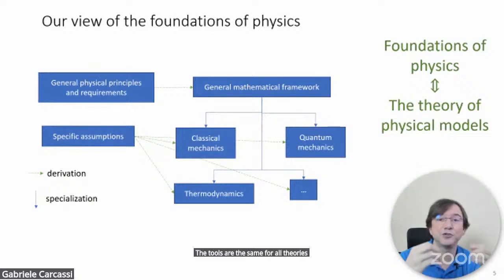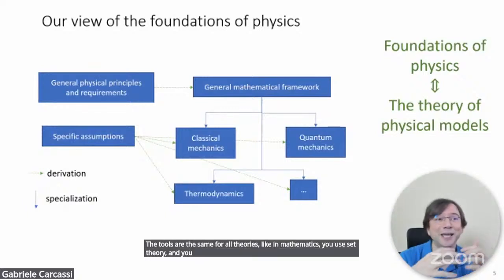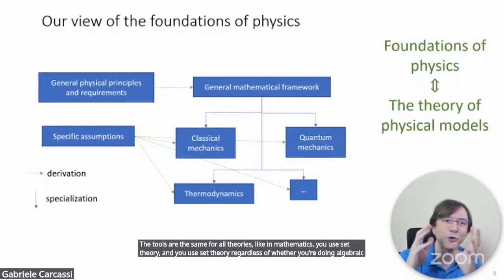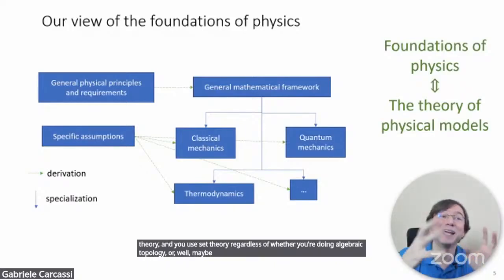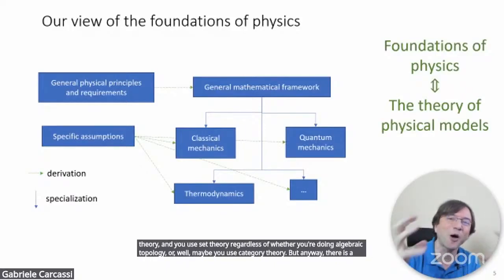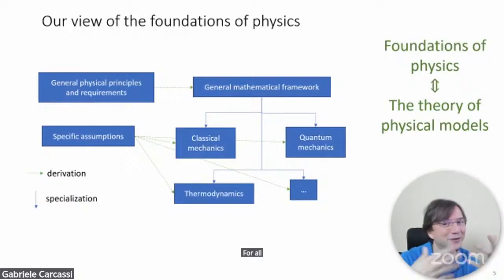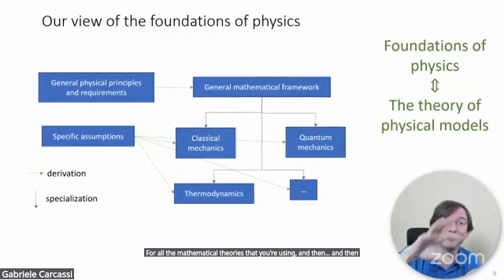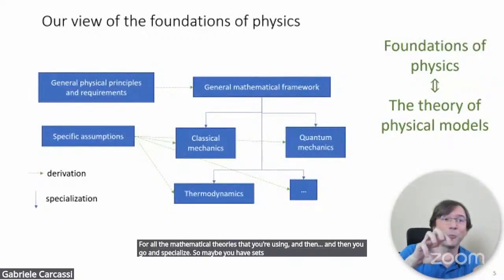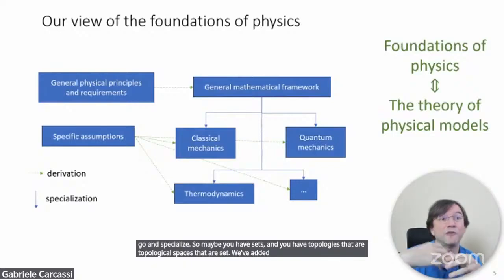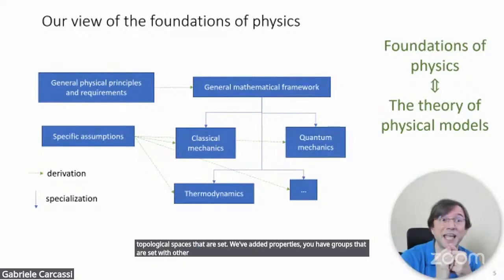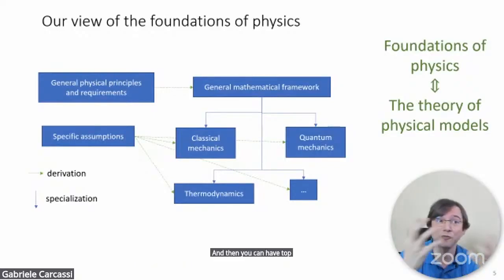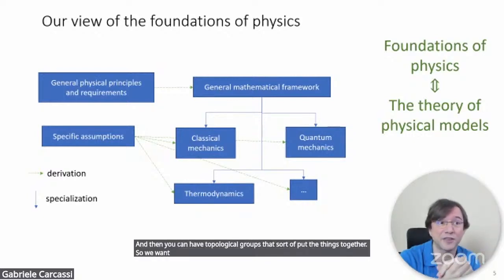Like in mathematics, you use set theory regardless of whether you're doing algebraic topology, or, well, maybe you use category theory. But anyway, there is a substrate of things that are common for all the mathematical theories that you're using, and then you go and specialize. So maybe you have sets, and you have topologies that are topological spaces that are sets with added properties. You have groups that are sets with other properties, and then you can have topological groups that sort of put the things together. So we want to have a structure like that for physics as well.